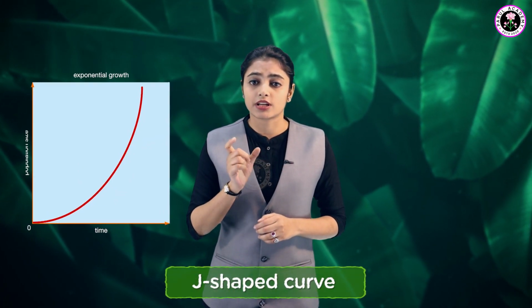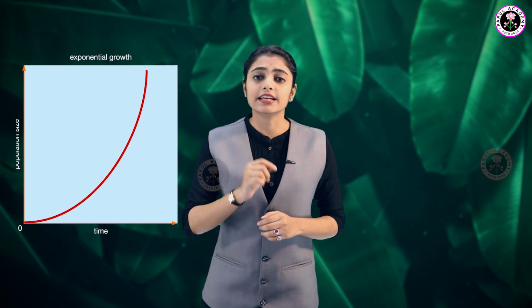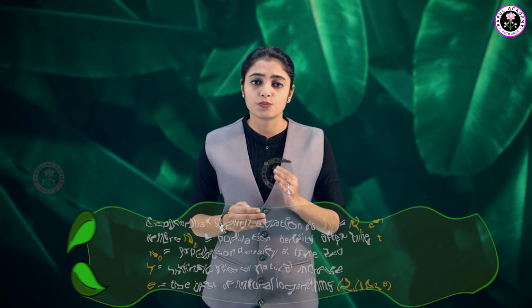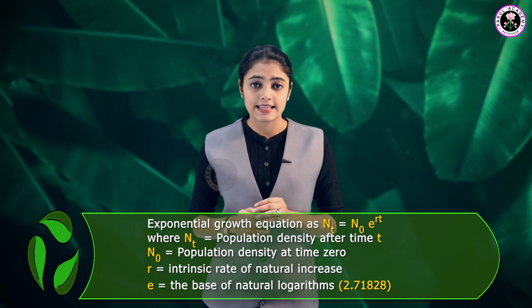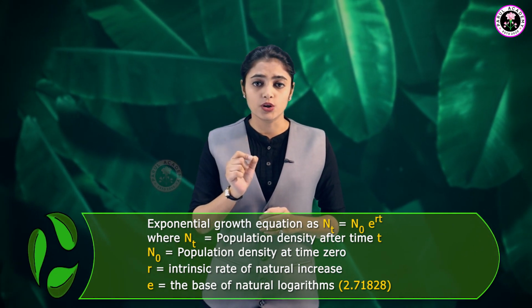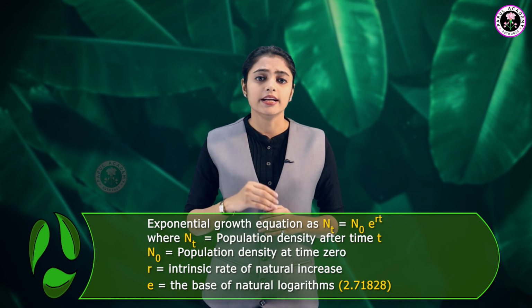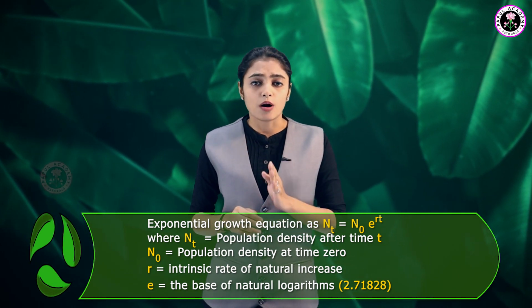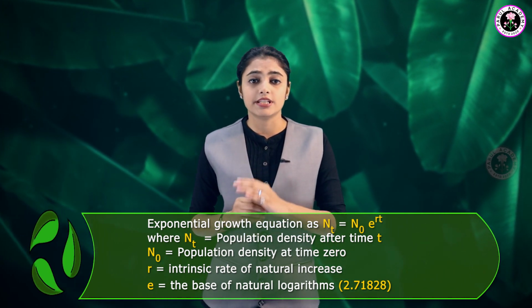The above equation describes the exponential or geometric growth pattern of a population and results in a J-shaped curve when we plot N in relation to time. If you are familiar with basic calculus, you can derive the integral of the exponential growth equation as N_t = N_0 e^(rt), where N_t = population density after time t.